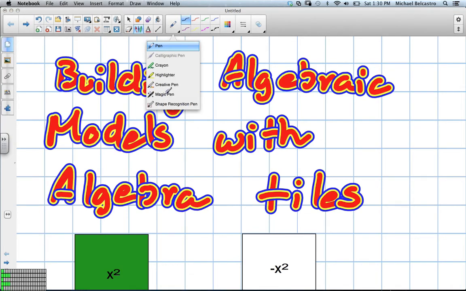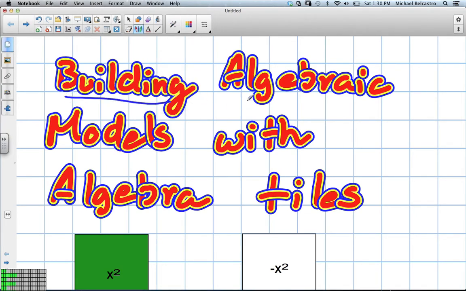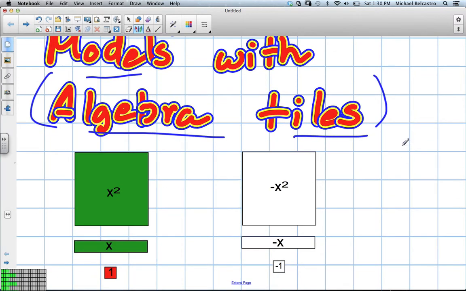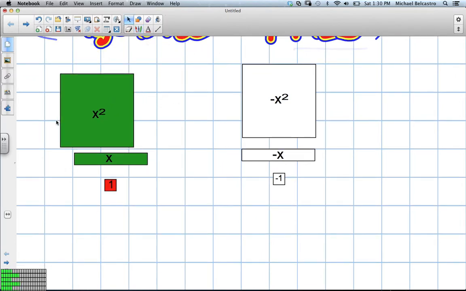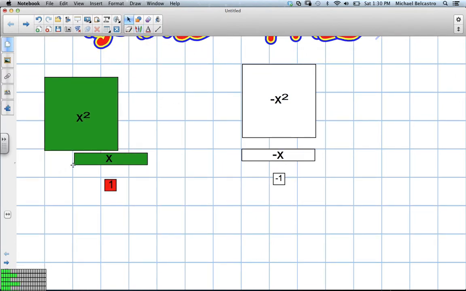Okay, so a lot of big words. We're going to build algebraic models with algebra tiles. So really, we're working with algebra tiles. Now, I have 6 algebra tiles here. And what we're going to do is try to relate what each of them stands for, and then we're going to use them in some problem-solving ways so that we can make sense of what it is they do.